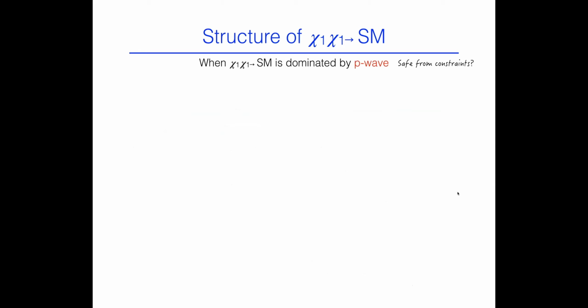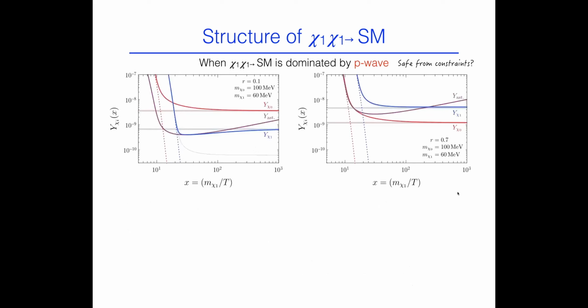And when the light dark matter annihilation process into the standard model sector is dominated by P-wave, one might naively expect that because it is P-wave suppressed, all the parameters will be safe from the constraints. But this is not the case. As you can see here, the comoving number density of light dark matter is again affected by the Y-assisted effect. So when the fraction of light dark matter is 10%, for example, which is much smaller than one, it is lifted a lot by the Y-assisted effect until the temperature is 1/80th of the mass of light dark matter.